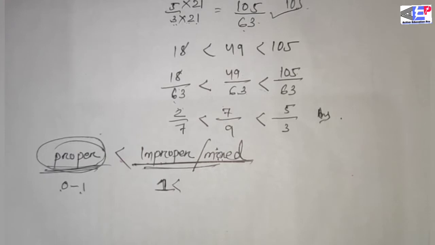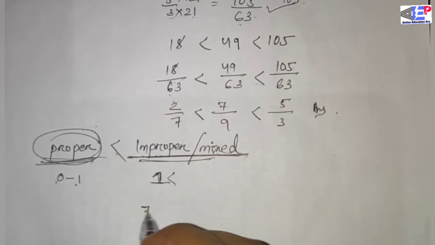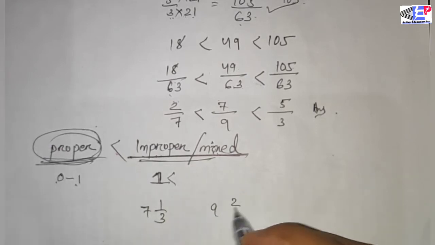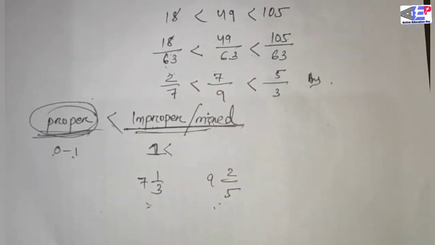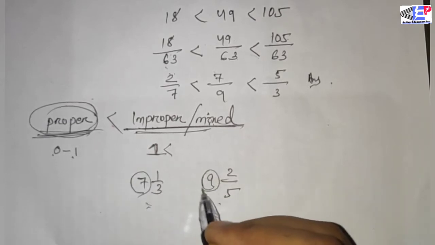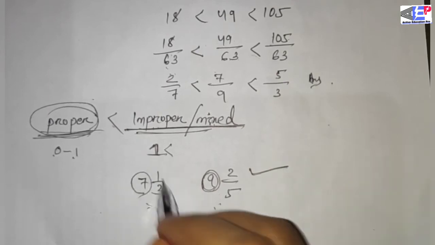And one more thing, if there are mixed fractions present in a series of questions to find out which is greater or which is smaller, then go by their whole number part. Suppose there are mixed fractions 7 1 by 3 and 9 2 by 5. These are two mixed fractions, and you have to compare which is greater. So first look at their whole parts. Here the whole part is 7 and here the whole part is 9. So you tick here, this fraction is greater than the other.